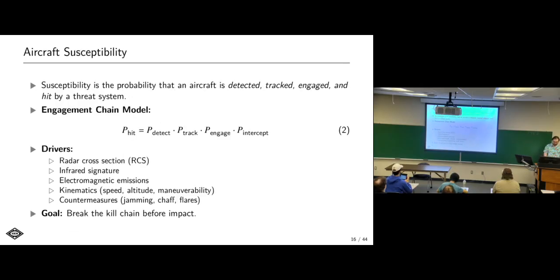So from there, we get susceptibility. Susceptibility is the probability that an aircraft can be detected, tracked, engaged, and hit by a system. So this is not do you survive, this is what are the odds you actually get hit. And what drives this is, again, your radar cross-section, your signatures, emissions, kinematics, countermeasures. Basically, the goal of this is you want to reduce this down. You want your probability of getting hit to be way down, because when you do that, that sends your chance of survival to go way up.